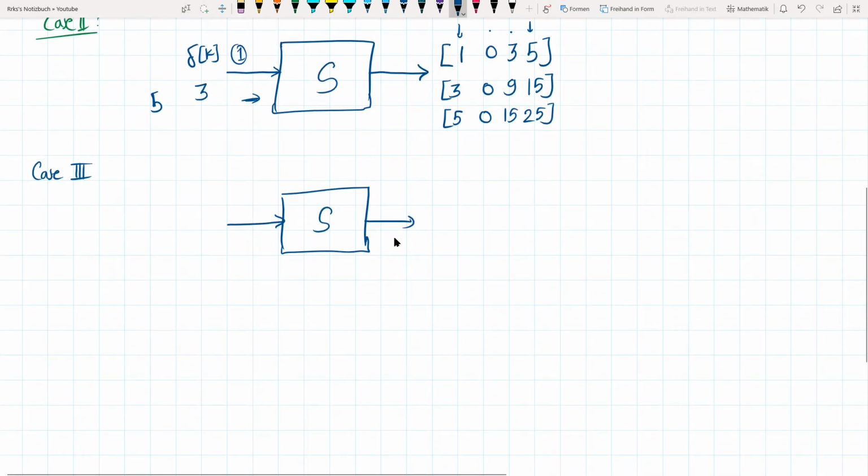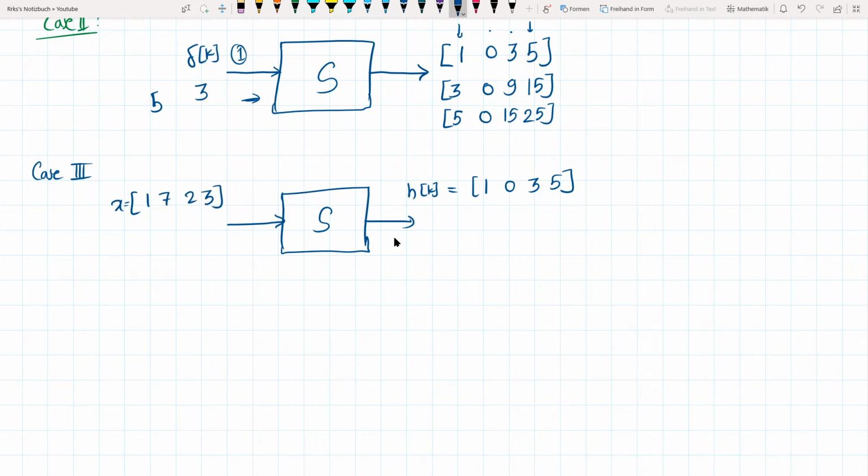So you have a system, you give the delta impulse, and you get, okay, let's take the same system. Your delta, also your impulse response is, let us say, 1 0 3 5. So in the beginning, okay, let us take a signal. Let's take a signal 1 7 2 3. So this is your input signal.